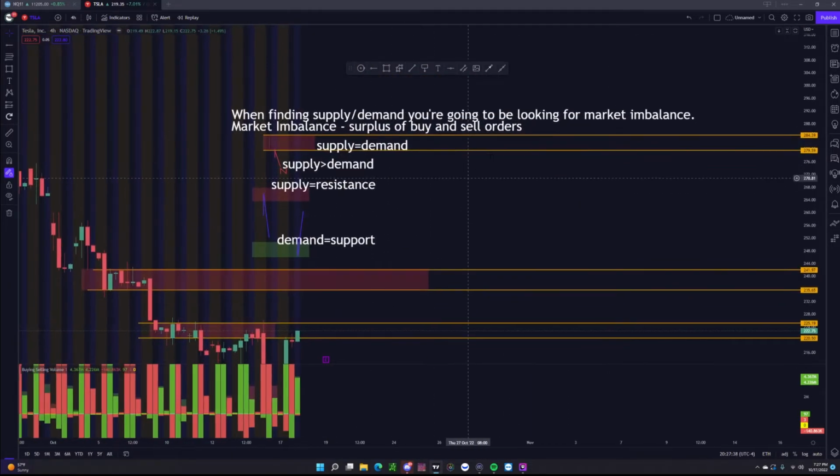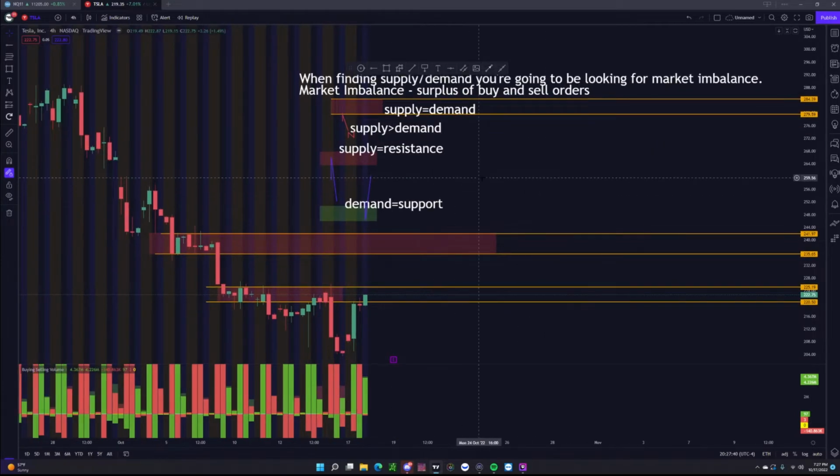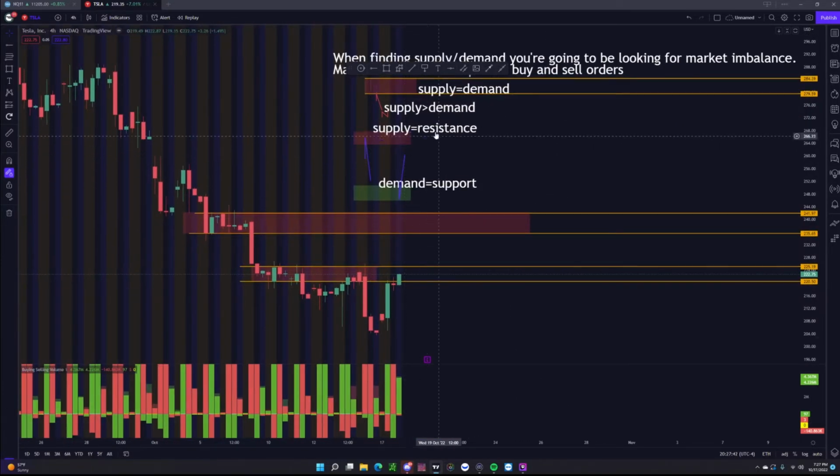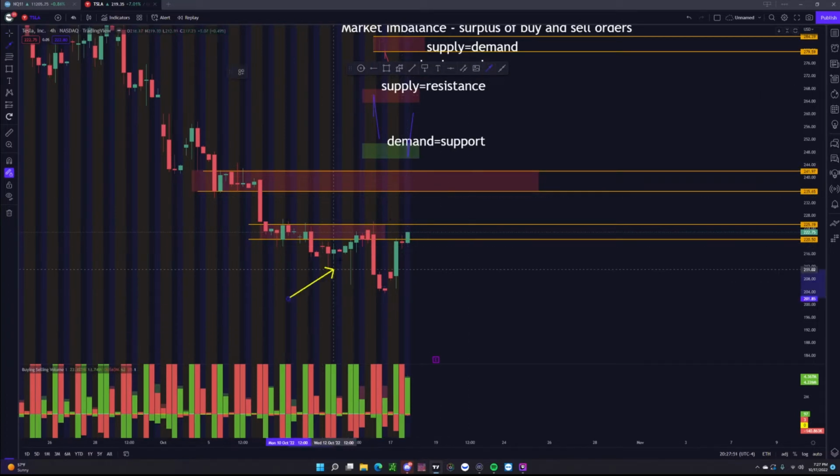When finding supply equals demand, you're going to be looking for market imbalance. Well, actually, I didn't write it down. But supply is where the major selling is going to happen, and demand is where the major buying is going to happen, right? So that is why you saw major rejection here. Now, you can miss these. You definitely can miss these if you're not looking at all time frames. Like I said, it depends on what you like.